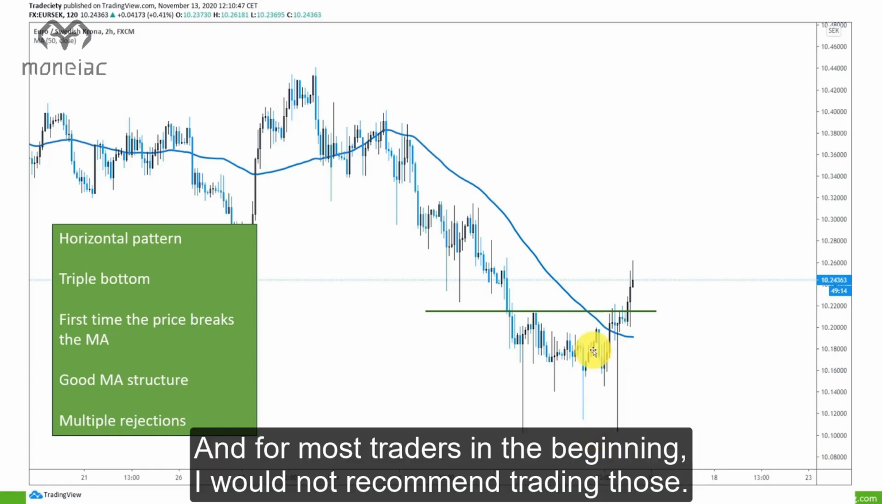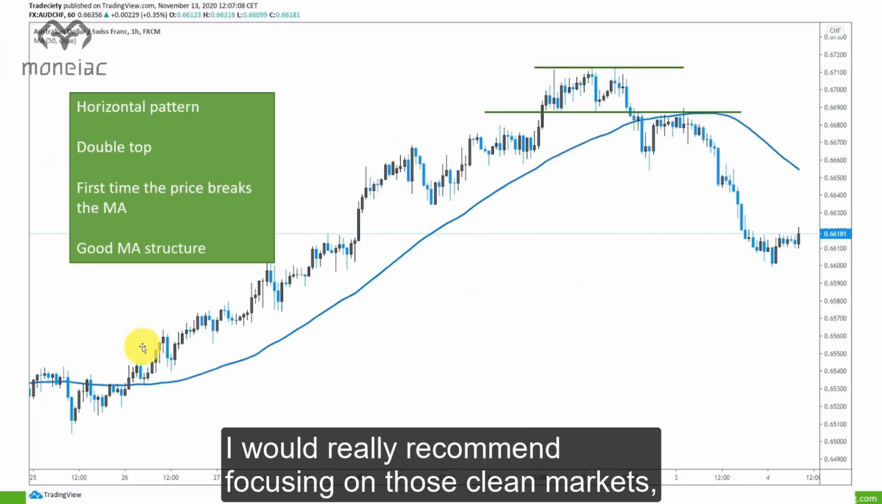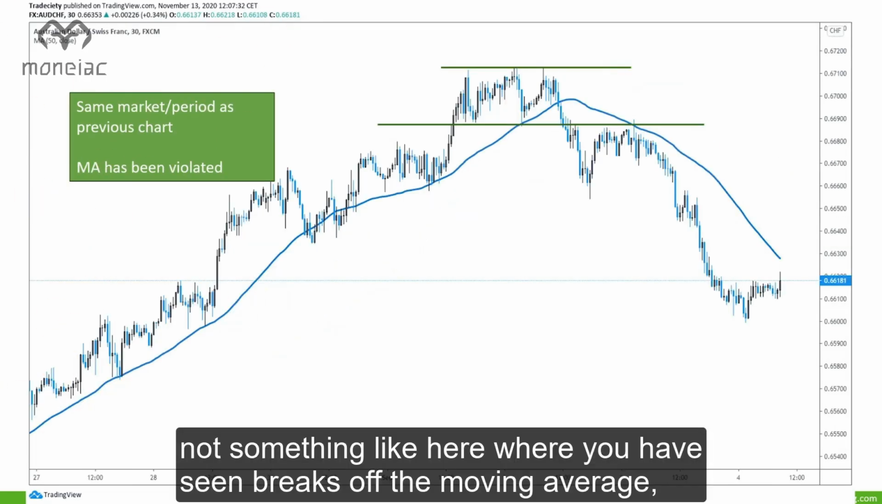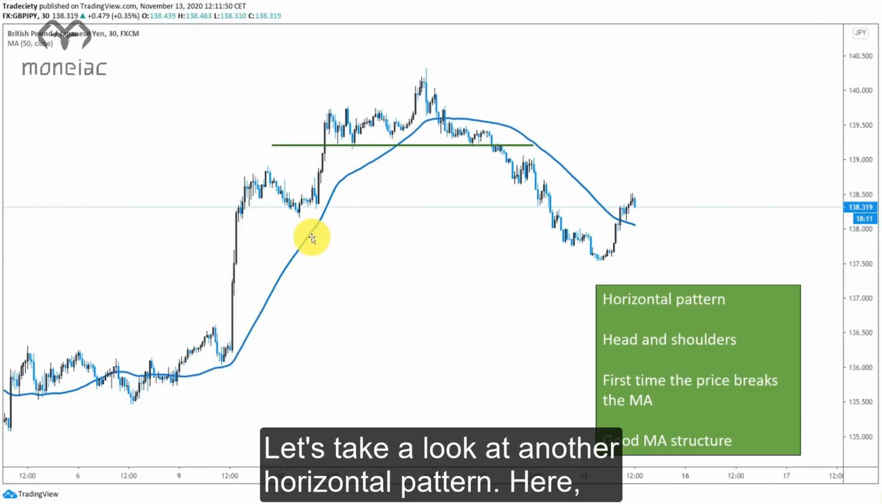And for most traders in the beginning, I would not recommend trading those. I would really recommend focusing on those clean markets. It will make your trading much, much easier. Not something like here where you have seen breaks of the moving average, and also nothing where you have those huge volatility spikes. Let's take a look at another horizontal pattern.